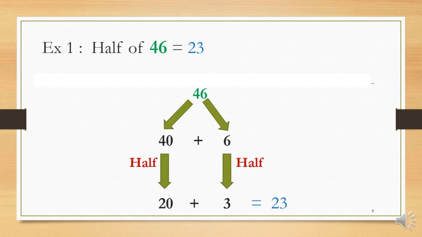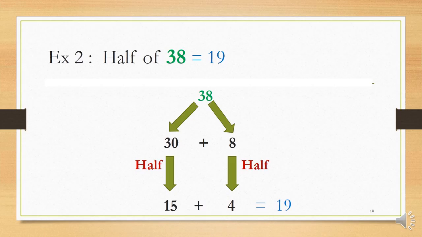Let's see the 46. 46 is partitioned to 40 and 6. Half of 40 is 20 and half of 6 is 3. So when I add 20 and 3, it is 23. So half of 46 is 23.